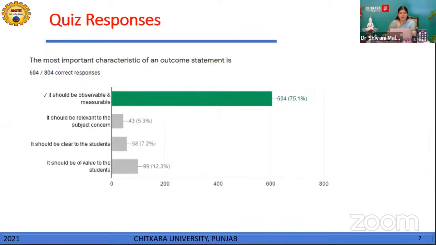And then we have the next question: the most important characteristic of an outcome statement. The most important characteristic of an outcome statement is that it is observable and measurable. Anything that is not measured cannot be a hallmark of its type. So it becomes important to measure it in order to have a complete loop system, and thus to provide feedback to the system for further improvement in the process.